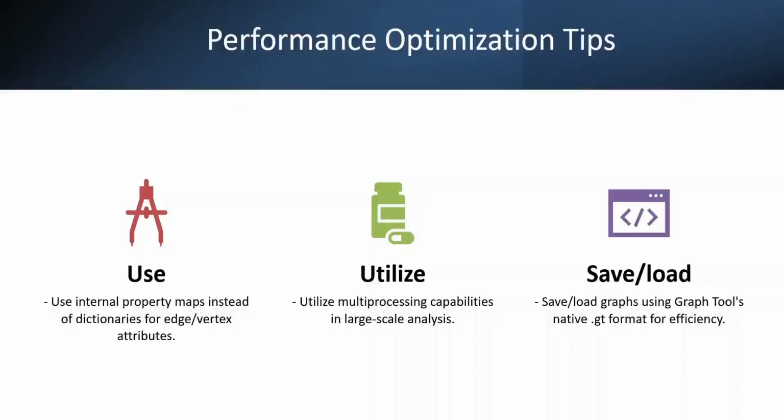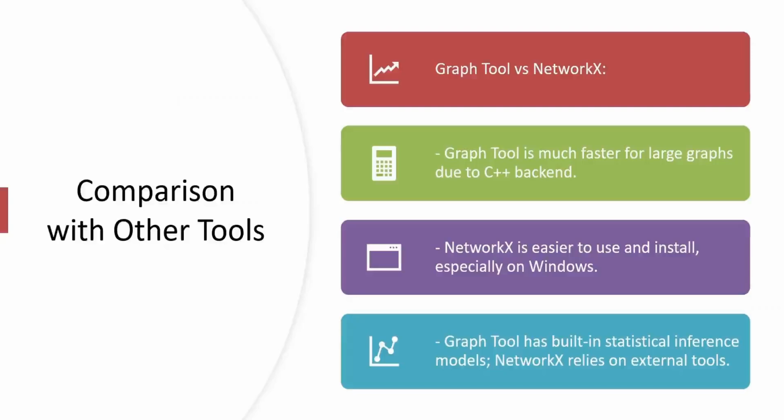Performance optimization tips. If you are working on a big project, here are some tips. Use graph tool's internal property maps instead of regular Python dictionaries. Take advantage of multiprocessing when you can. Save your graph in .gt format for faster loading later on. Okay, let's move to the next slide.